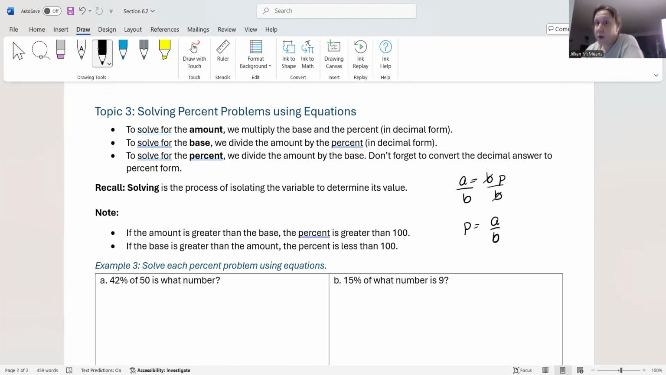But here's the deal. Remember, we have to deal with the percent in decimal form when we're doing these equations. So this is going to equal some decimal. You would then have to convert it to percent form. So just don't forget that. This is going to give you the percent as a decimal. You then convert it to percent form, okay? Now, remember, solving is the process of isolating the variable to determine its value. So we know the steps we need to take here, but we still have to be very mindful. Our goal is to get that variable by itself, okay? And I'll walk you through this nice and slow.